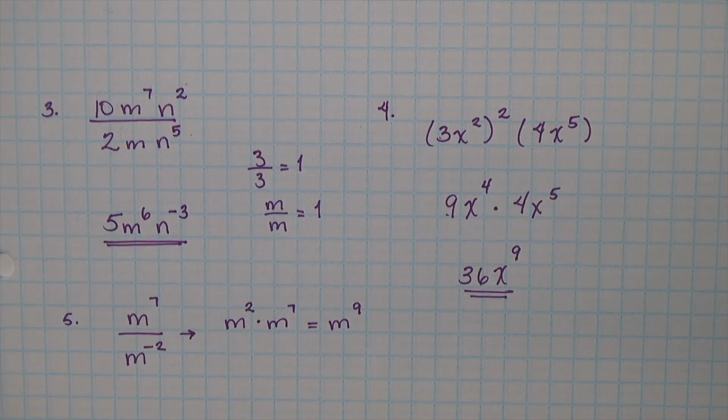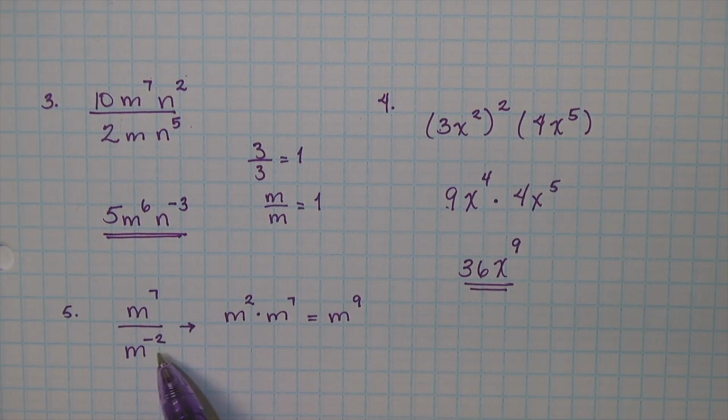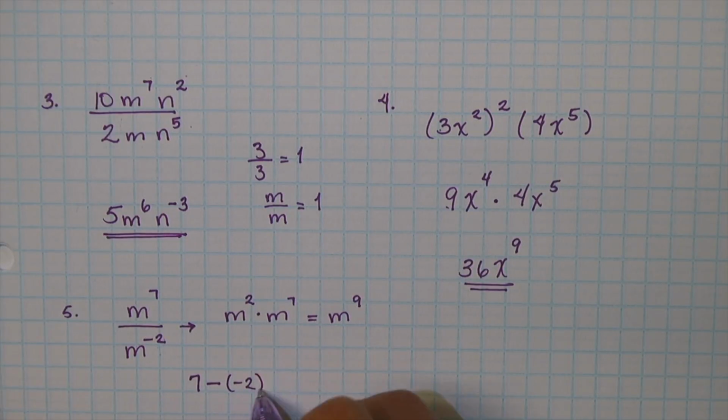The other way you can do it or think about it is you can still subtract, but remember it's 7 minus whatever this value is, which becomes a negative 2. Now this negative times negative becomes a positive. 7 plus 2 gives you that exponent of 9.